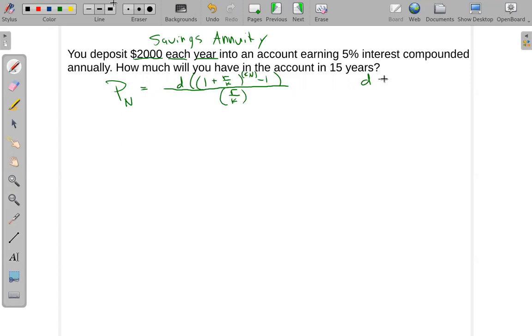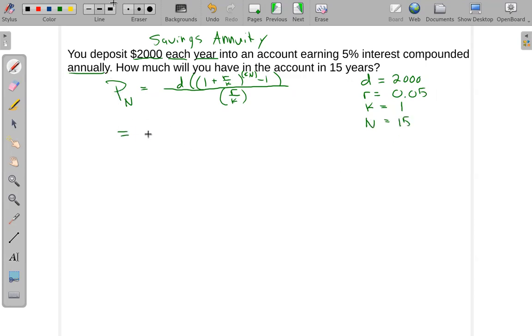In this case, our D is $2,000. Our rate is 5%, which is 5/100ths. Our periods per year is 1, because we're compounding annually, just once a year. And our N here is 15 years.